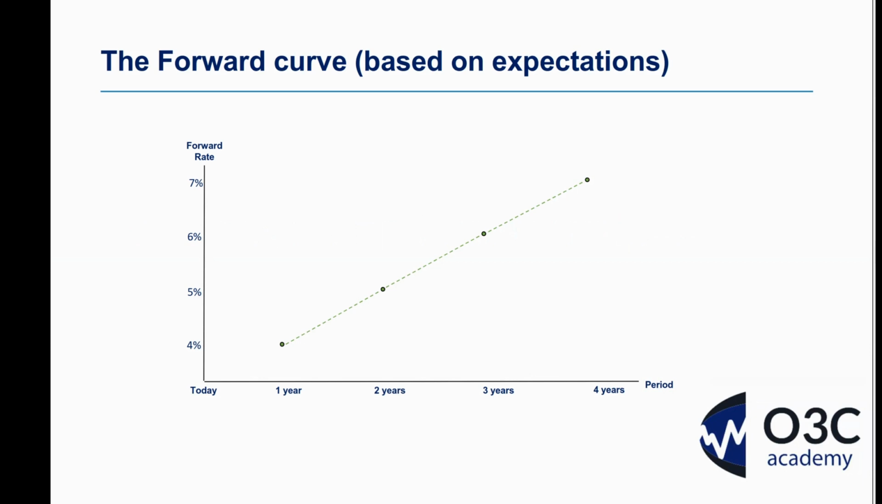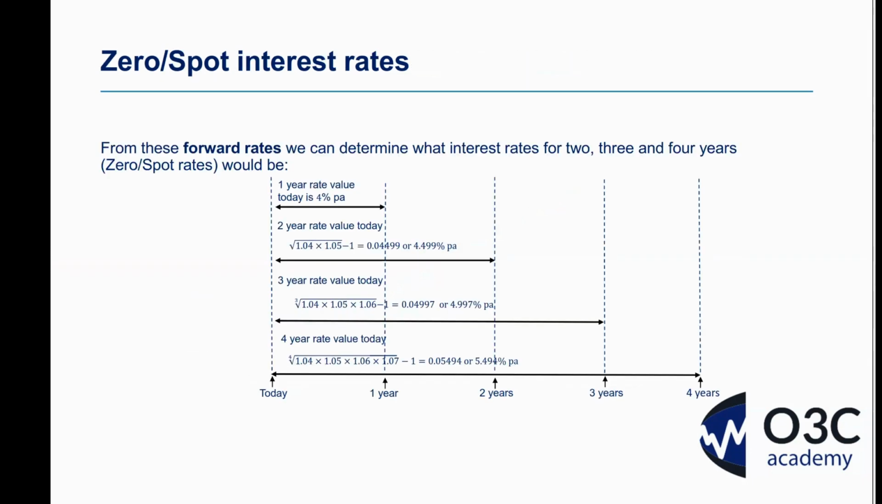We have the first rate for the first year, that's 4%. And we believe that the rate for 2 years is going to be 5%, the rate for 3 years, 6%, and of course, 4 years, 7%. So from those rates, based on our expectations, we've created the forward curve. And we're going to work in the opposite direction to what we did within part one. So what we're going to do is take those forward rates and from them derive zero rates.